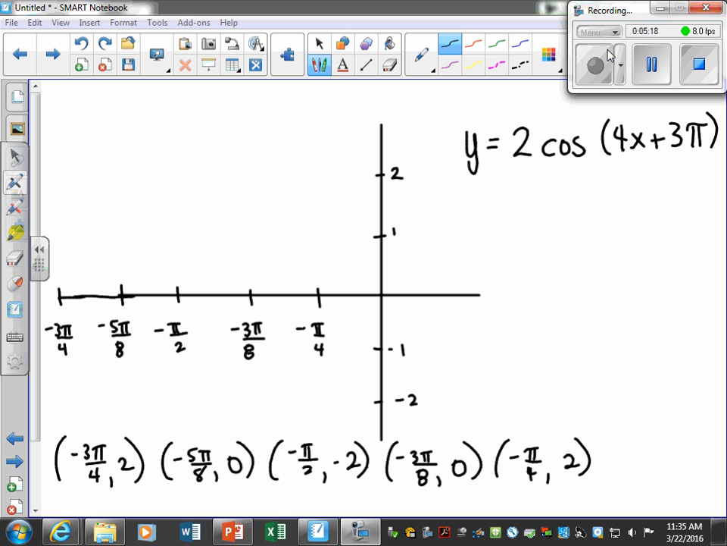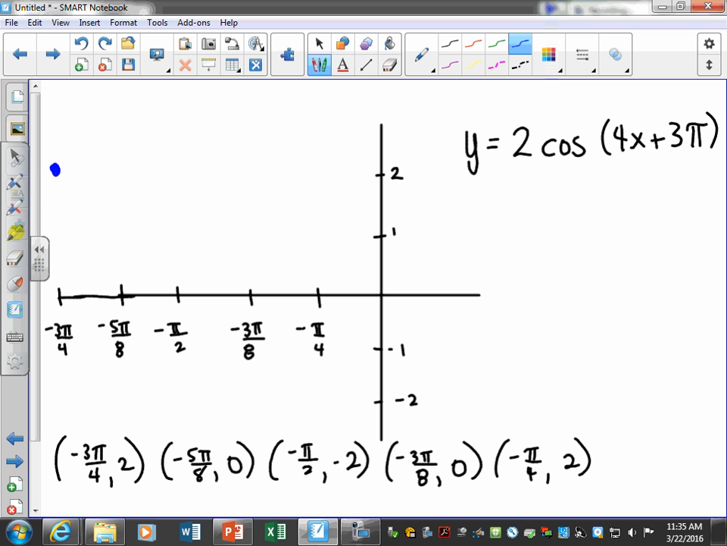Okay, so we have this set up. Our increments are plotted out. Now let's use these ordered pairs. So negative 3 pi over 4, 2. Then we're going to do negative 5 pi over 8, 0. Negative pi over 2, negative 2. Negative 3 pi over 8, 0. And negative pi over 4, 2. And then there you go.